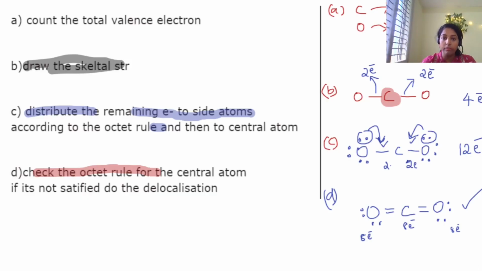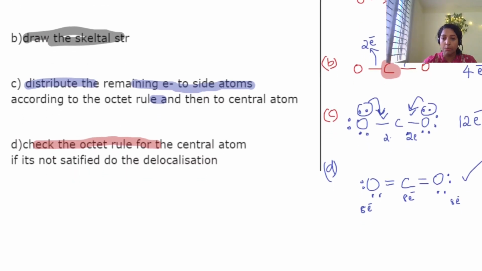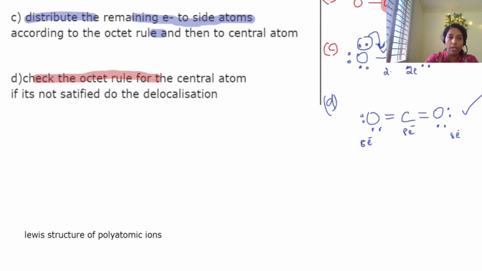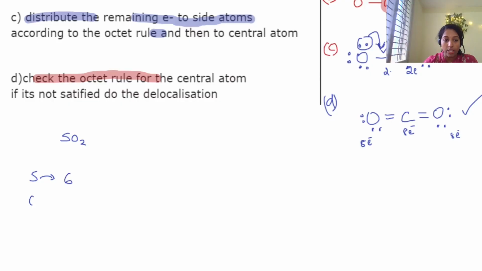Let's see another example. Suppose instead of CO2, SO2 is the example. Although we are listing 4 steps, you can apply them quickly, step by step like this, without needing much time. What's the first step? Total valence electrons. Sulfur is in the oxygen family, so sulfur has 6 electrons. Oxygen again has 6 electrons, 6 times 2. So 6 plus 12, 18 electrons in total.